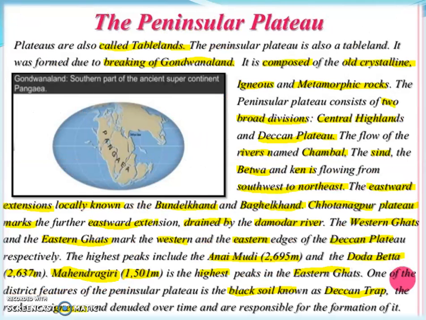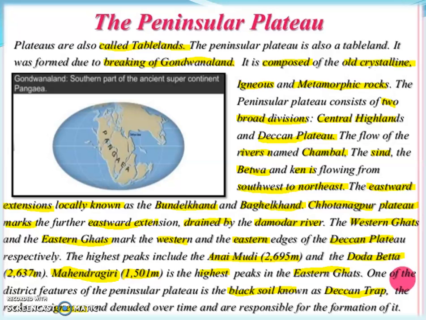Then we have the Peninsular Plateau. The Peninsular Plateau is known as a tableland. Plateaus always have a tableland. So the Peninsular Plateau is also a tableland. It is formed due to the breaking of Gondwanaland, which we covered in the first part of this chapter's video. It is composed of old crystalline igneous rocks and metamorphic rocks, and it is formed by these rocks. Then the Peninsular Plateau has divisions.